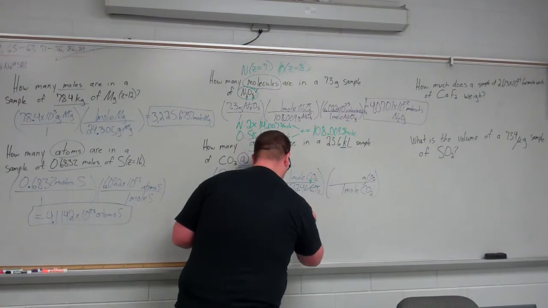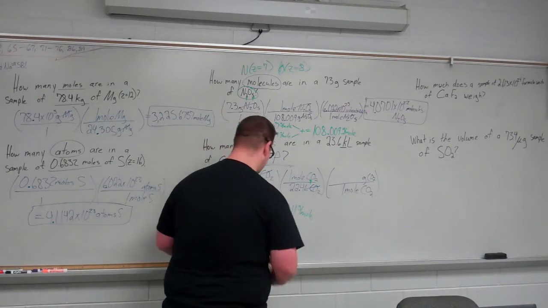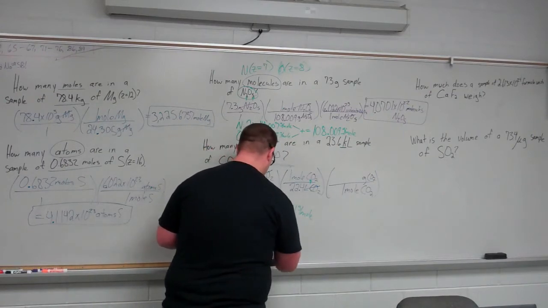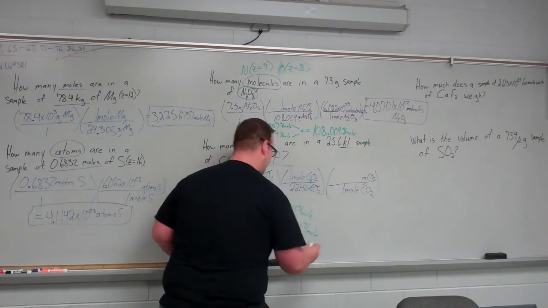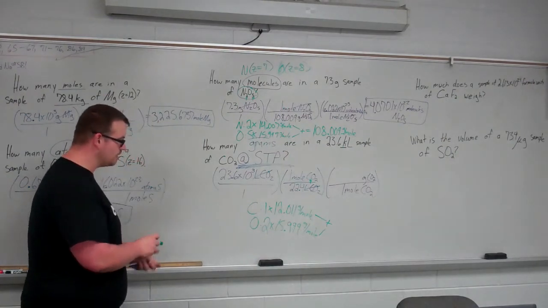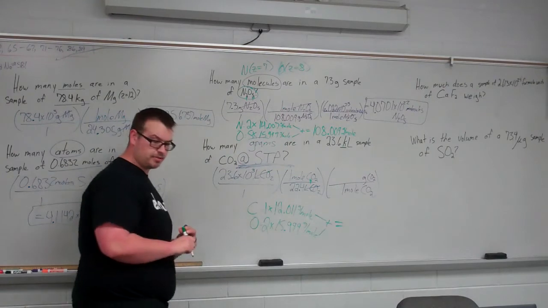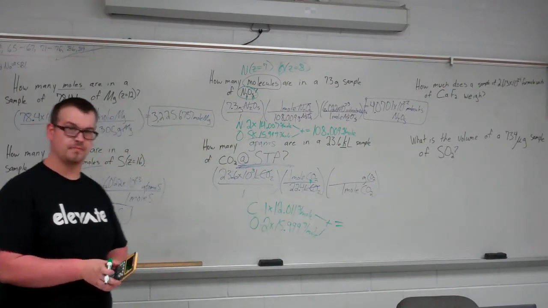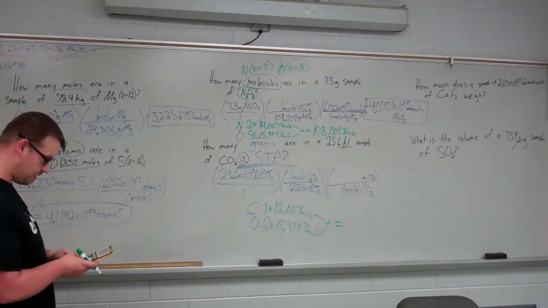12.011, and that's grams per mole for unit conversion. Keeping you guys with your units, getting used to it. Oxygen is 2 times 15.999, and that's grams per mole. And we're going to do the same thing. You'll multiply those out in your calculator, and you're going to add them together to give you the molecular mass that you're looking for. Yet again, if you do not understand what I'm doing, you need to come see me.